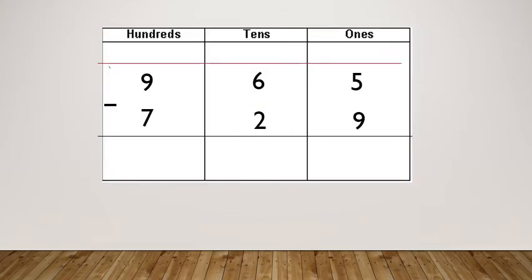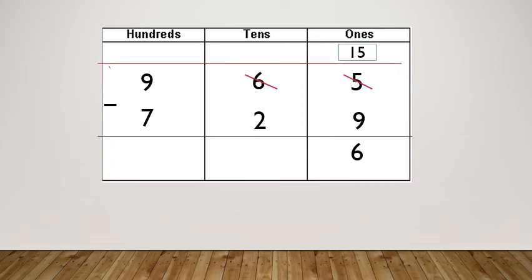Now let's take a 3-digit example. 965 minus 729. Let's start subtraction from the ones column. 5 minus 9. Here again 5 is less than 9. We cannot subtract 9 from 5. So the 5 will borrow 1 tens from the 6 tens and the 5 ones become 15 ones. Now subtract 9 from 15 and the answer will be 6.